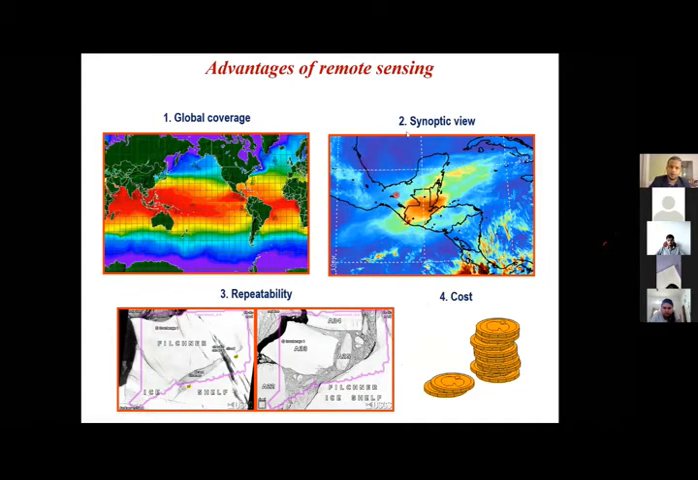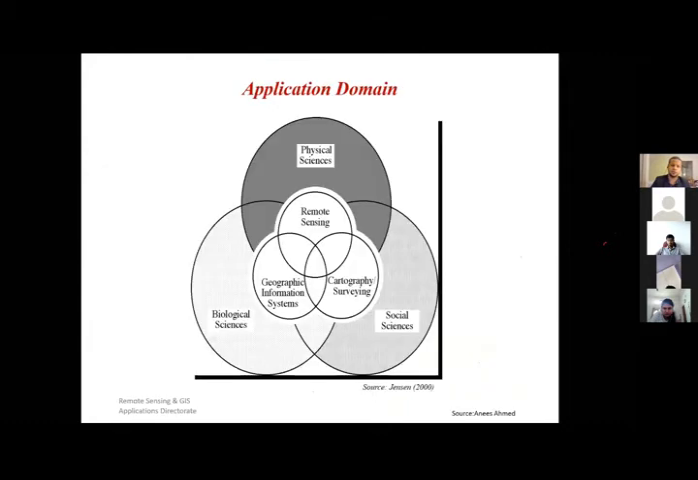Again, a synoptic view: if you'd like to compare a larger area and see how the dynamics or properties are changing, you may have a synoptic view for comparison. And you have repeatability, which means you have data coming in all the time, and you can compare the data collected today with the data collected in the past. And it is cost effective. It's not very expensive. Many of the data are free for use. Landsat, for example, provides moderate resolution images which are free to use.